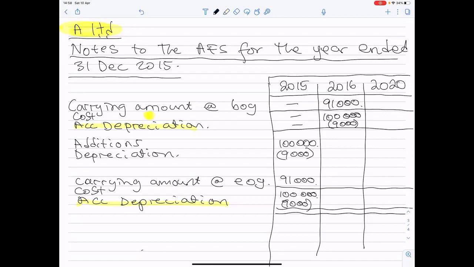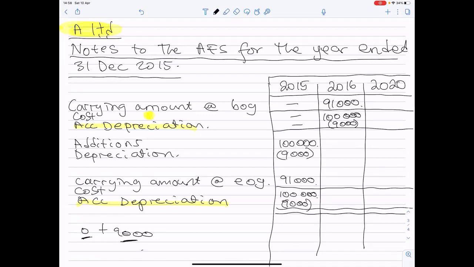So it is going to be zero plus 9,000. We never had anything at the beginning of the year. So it would be zero plus 9,000. So you're going to get 9,000 there.